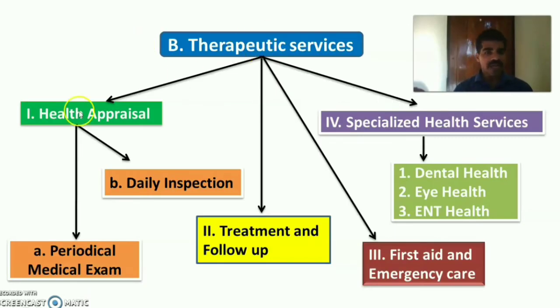The second broad classification of the school health services or program is therapeutic services. Therapeutic services are mainly classified into health appraisal or health monitoring, then treatment and follow-up, then first aid and emergency care, and the last one is specialized health services. Health appraisal includes 2 areas of services, that is daily inspection by the class teacher and periodical medical examination of the school children. Then followed by treatment and follow-up, then first aid and emergency care whenever it is necessary. Then specialized health services or clinics have to be conducted at school like dental health, eye health and even ENT health.